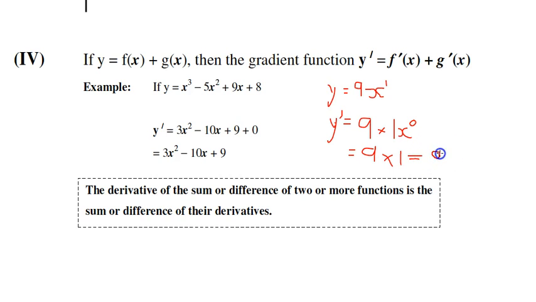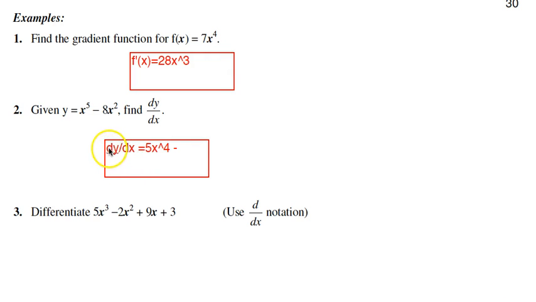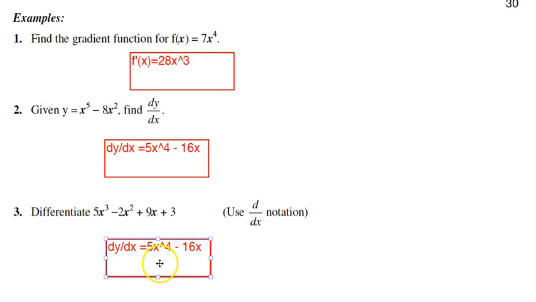So we'll practice more of these. If you have more than one term in the function, you differentiate each term. So for the first one, it'll be 7 times 4x cubed, which is 28x cubed. With the second one, it will be, bring the 5 down, x to the power of 4, minus 8 times 2, bring the 2 down, 2x. So minus 8 times 2x is minus 16x. What about the next one? So it's saying use d by dx.